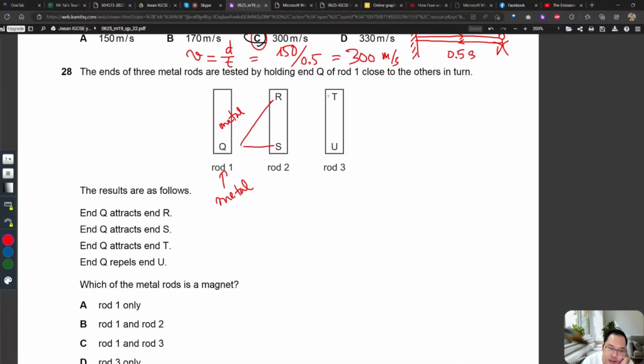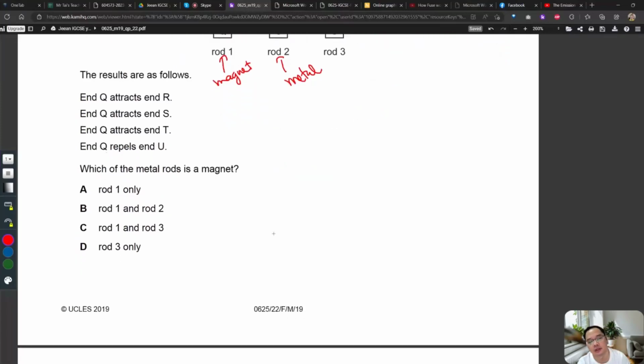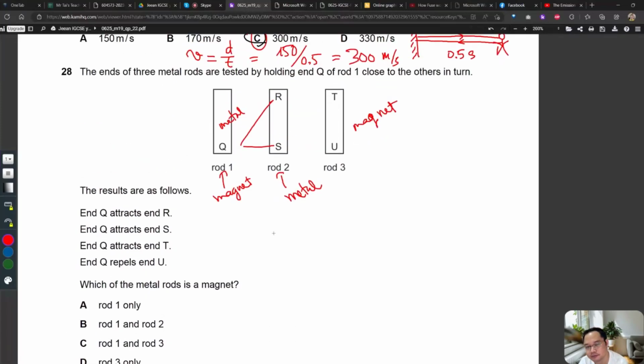The end Q attracts the end T and repels U. Wait, so now the metal one is, okay, so rod 2 here could be metal. Yes, definitely metal. This one is a magnet, and this one is also a magnet. So rod number 2 in the middle is the metal. Which of the rods is a magnet? Meaning the answer is rods 1 and 3, answer C. You got it?